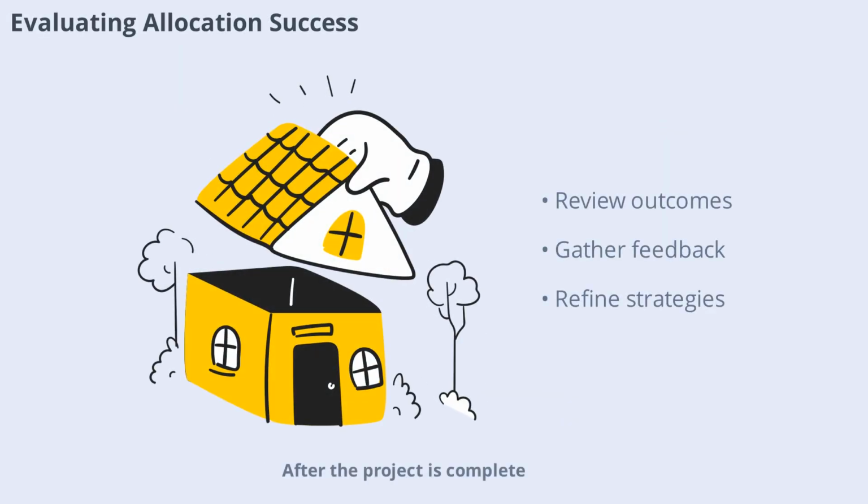After the project is complete, evaluate how well your resource allocation strategies worked. Did you meet deadlines and stay within budget? Were resources used efficiently? Gather feedback from your team and stakeholders to identify strengths and areas for improvement. This evaluation helps you refine your approach for future projects.